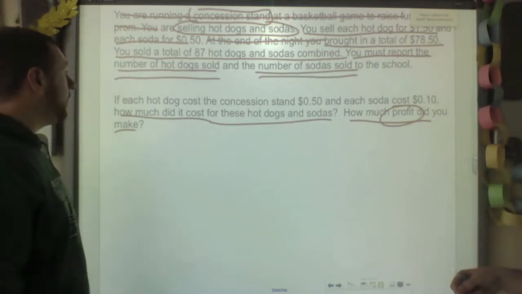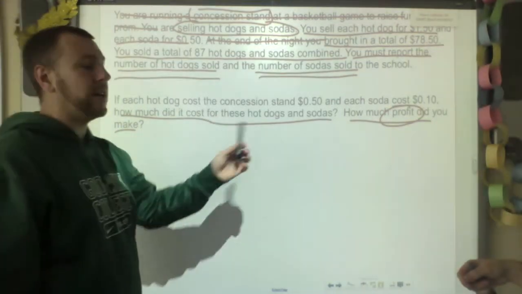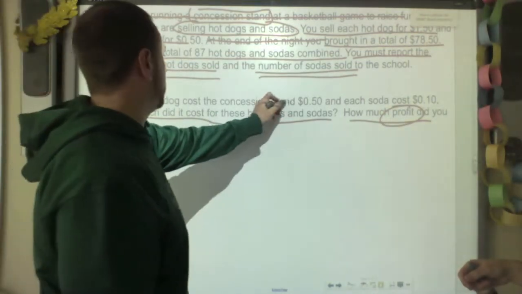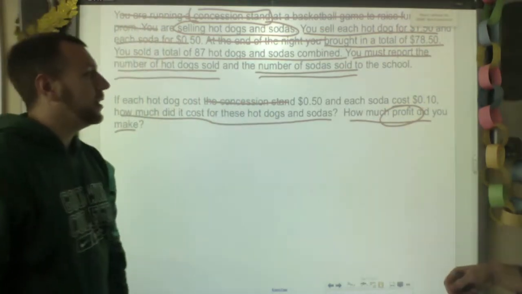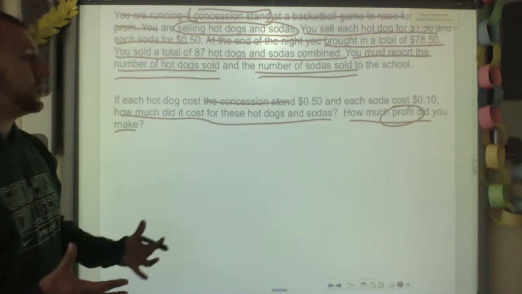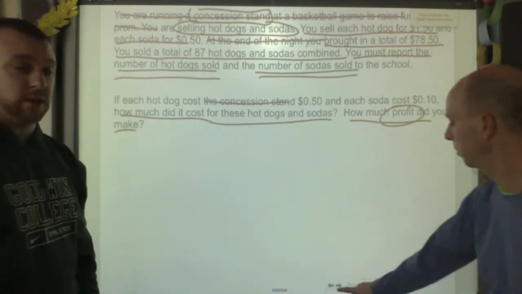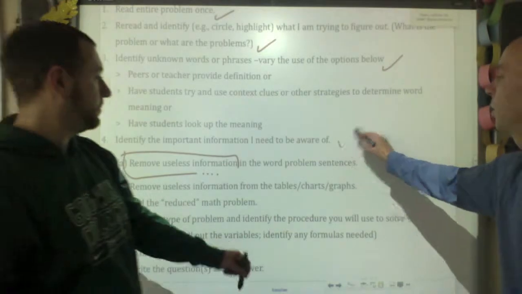Each hot dog costs the concession stand. Do I care about the concession stand? No. Each hot dog costs 50 cents. So I think we've crossed out all the useless information. So check right over that.